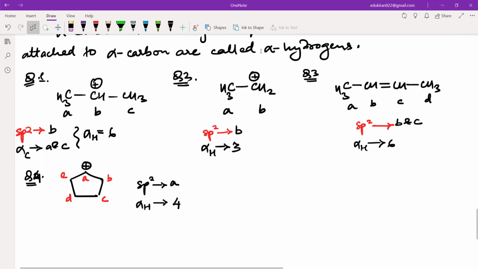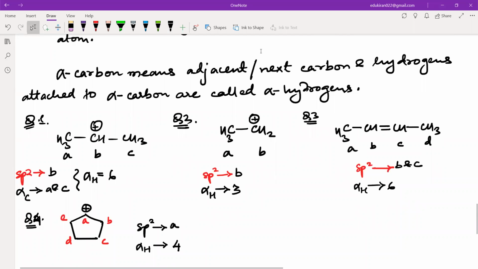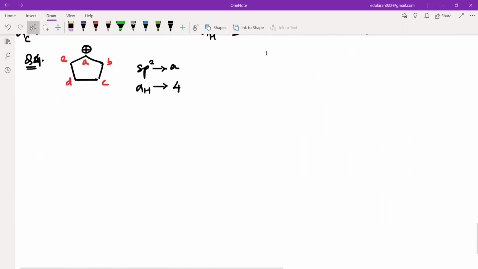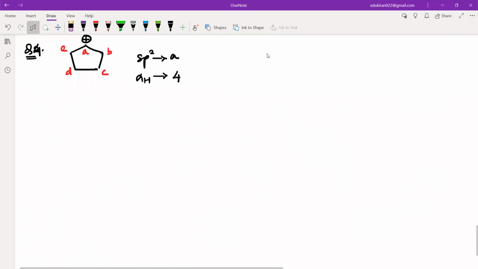So this is done. You can identify where you have hyperconjugation and how many alpha hydrogens are there. Now let us see what happens in hyperconjugation. Wherever we have sp2, we have a carbon atom attached with H and H, and some other bond. There is a positive charge, let us suppose. That means there is a p orbital which is vacant.